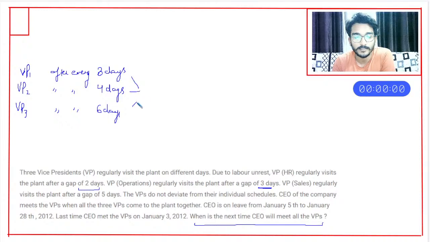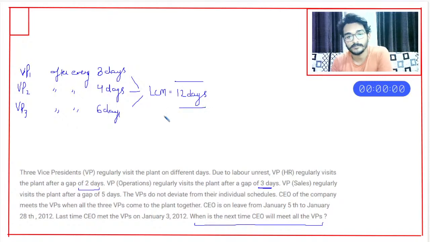So we'll just take the LCM of these three data. LCM here is 12 days. So they all will meet after 12 days. Correct?